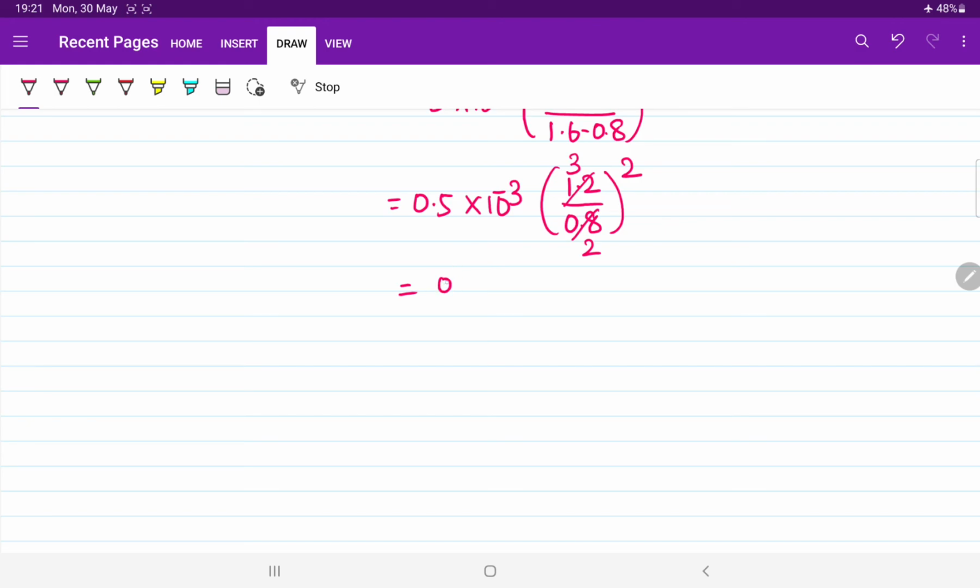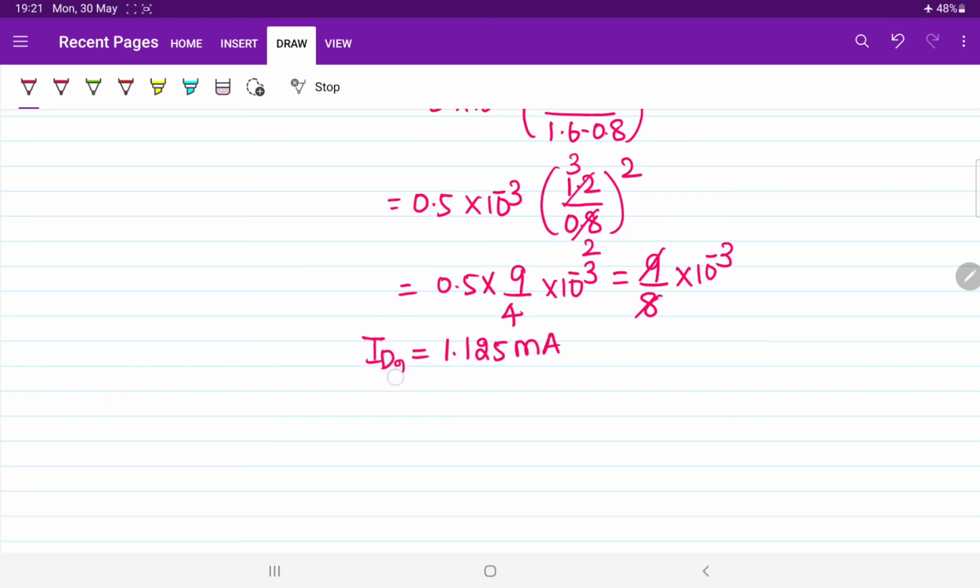So finally what we got here is 0.5 into 9 by 4 into 10 power minus 3. Can you reduce it further? Of course, sir. 0.5 can be written as 1 by 2, so it becomes 9 by 8 into 10 power minus 3. Further, I can cancel it, and it becomes 1.125 times 10 power minus 3, which means milliampere. That is the new current.